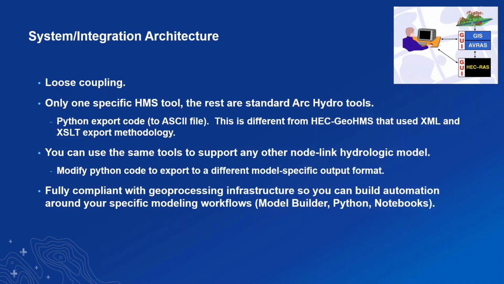This is an example of loose coupling where GIS and model communicate through data files. There is only one specific HMS tool. All the rest are standard ArcHydro functions that can be used to develop data for other node-link hydrologic models. And the whole workflow is geoprocessing compliant, so you can include it into your automation processes.